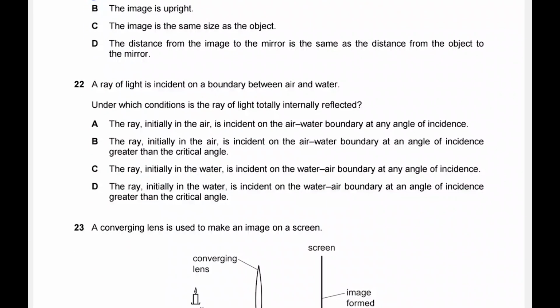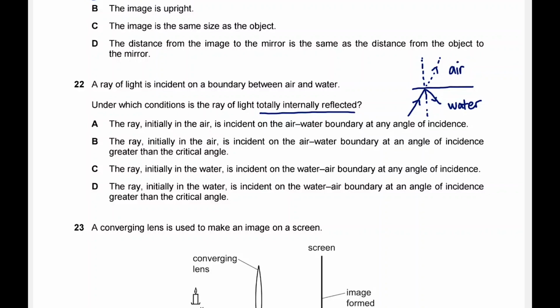Number 22. A ray of light is incident on a boundary between air and water. Under which conditions is the ray of light totally internally reflected? Okay, so if we have two media, let's say this is air and this is water, total internal reflection can only happen when the light travels from the denser medium to the less dense medium. And when the angle of incidence is greater than the critical angle, then it will be totally internally reflected.